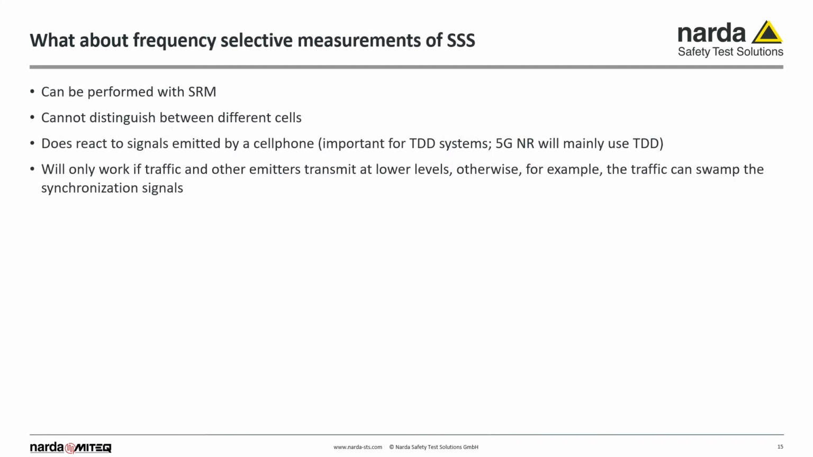What about a frequency-selective measurement of the SSS? This also can be done with the SRM. However, the measurement cannot differentiate between different cells. It also can be affected by cell phones in a TDD network. And it is practically impossible to cleanly measure the synchronization signals at high traffic levels.